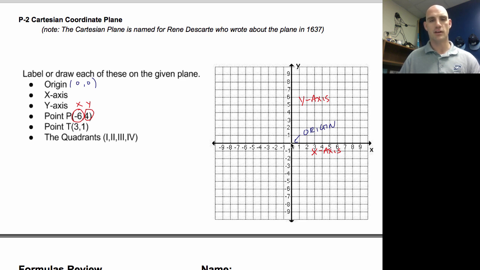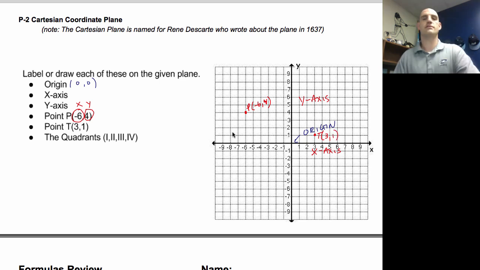So I start at 0, 0, and I'm going to go -6, so backward 6, and then up 4: 1, 2, 3, 4. And so here's point P. We would label it with the letter P, and just for good measure, I'm going to label it with its numbers as well. Point T is at 3, 1, so it's going to be at 1, 2, 3, and then up 1. So this is point T at 3, 1.